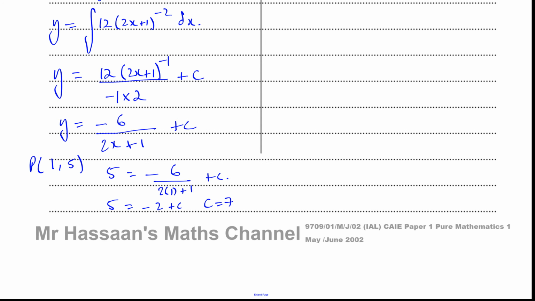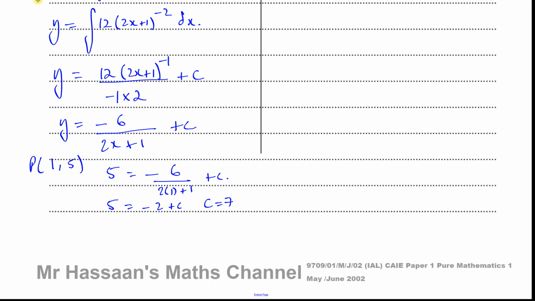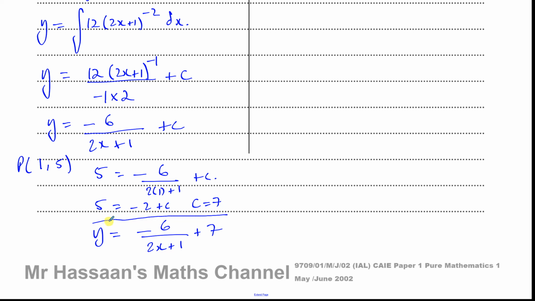So I can now write my equation. I can write the equation as y equals minus 6 over 2x plus 1, plus 7. Okay, once you found the value of c, you have completed the question. So there we have the answer.